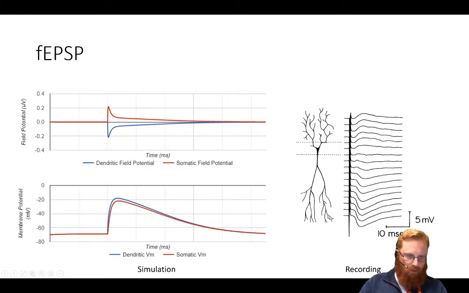This is a real recording where they've moved the electrode further and further up, and you see just what I demonstrate here, that all in and amongst the dendrites, we have this negative going wave, but as soon as we get near to the soma or up into the other side of the dendrites, then we see a positive going wave.